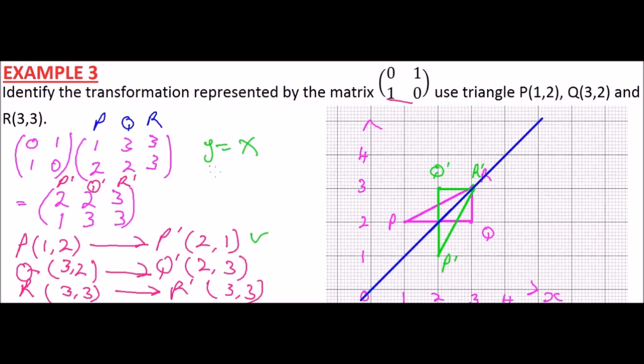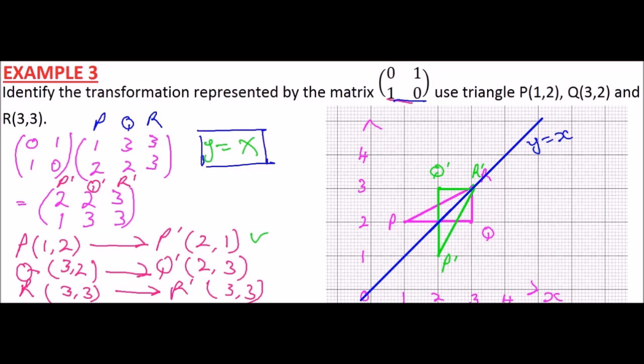So that is the line y equals x, and you can see that P is reflected through the line. This is the line y equals x. You can see Q is reflected to the other side, and because the point R and its image lie on the line, they are at the same point. So this means that our matrix here represents a reflection through the line y equals x.